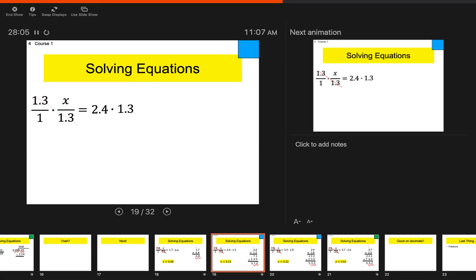On the left side, the 1.3's cancel. On the right side, we've got to do some multiplying with decimals. Put the one with the most digits on the top. They both have 2, so it doesn't make a difference.